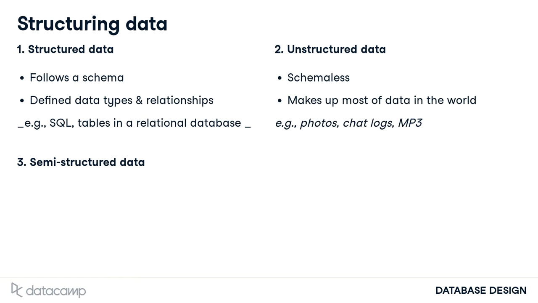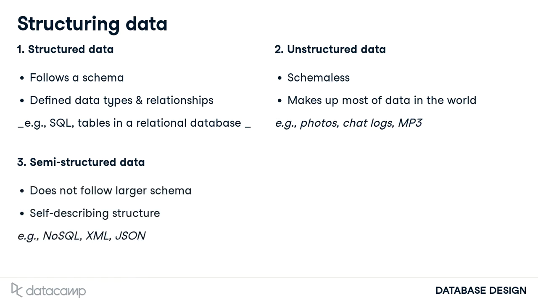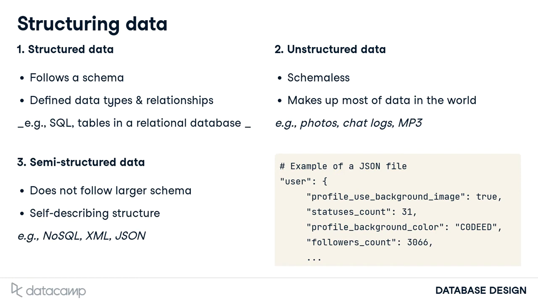The third is semi-structured data, which does not follow a larger schema. Rather, it has an ad hoc self-describing structure. Therefore, it has some structure. This is an inherently vague definition as there can be a lot of variation between structured and unstructured data. Examples include NoSQL, XML, and JSON, which is shown here on the right.